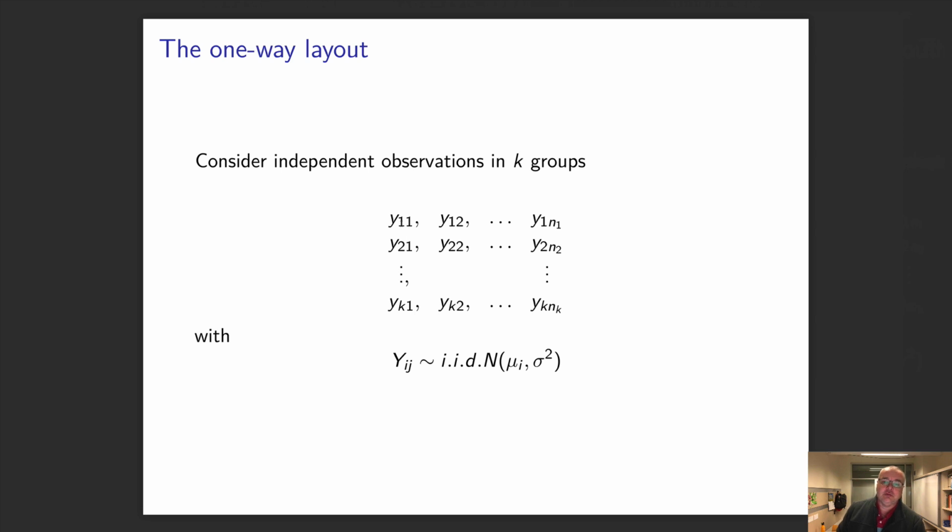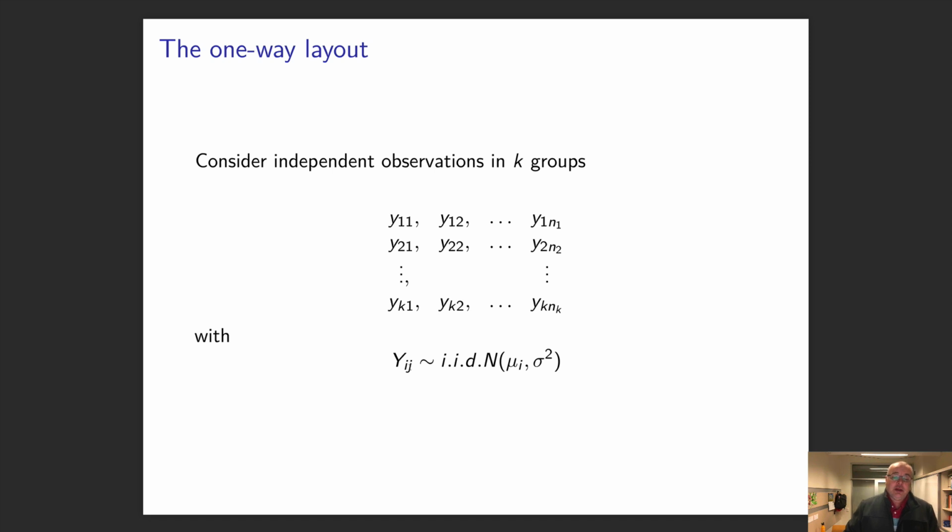But what we're going to do is, for our observations, we're going to have k groups, and we could have different numbers within each group. We're going to set up in this framework. So this first row is all the observations from the first group. And you see the first number in the subscript tells us which group we're in, and the second tells us which individual in that group it is.